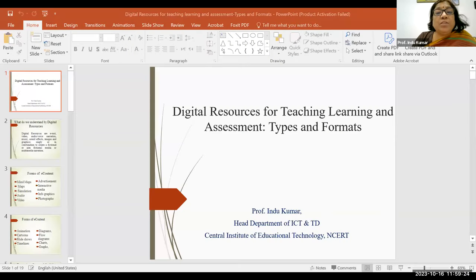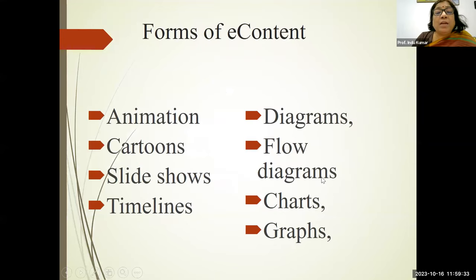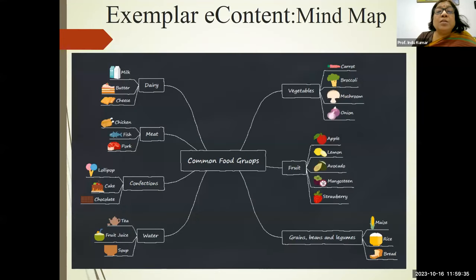For example, concepts like Earth is spherical need 3D visualization to understand it better, because the Earth appears to us as flat. It doesn't appear as spherical. To understand it better, a 3D visualization is very, very essential. So there are mobile apps which are used for this purpose, to depict the concept of Earth as spherical.